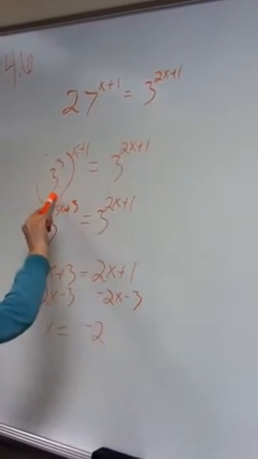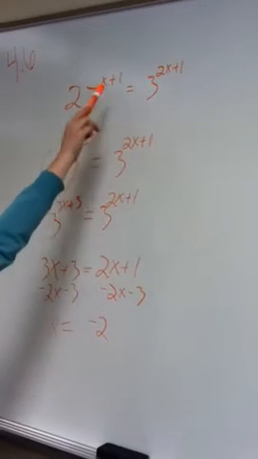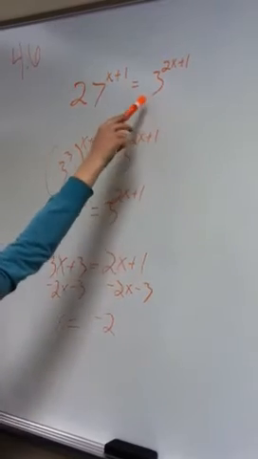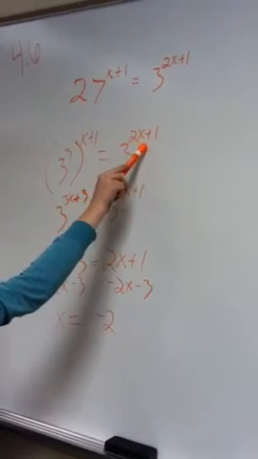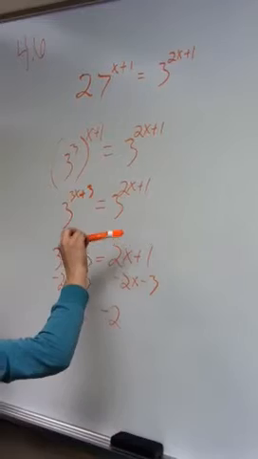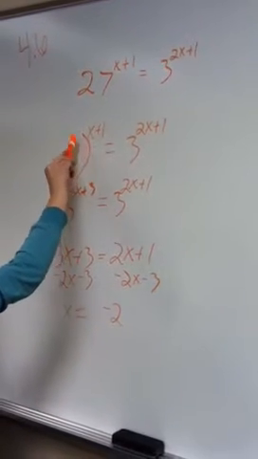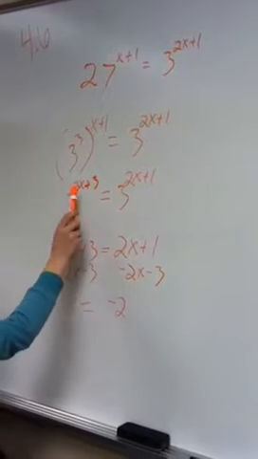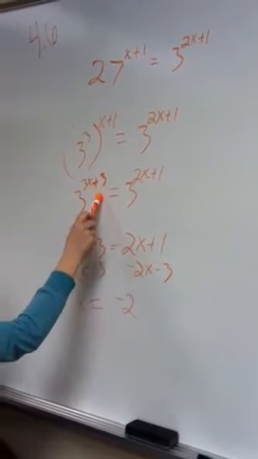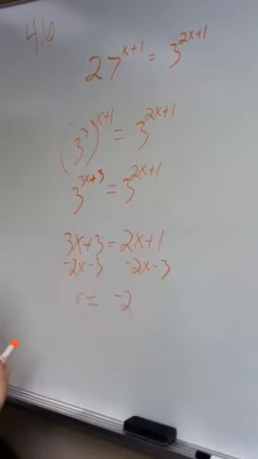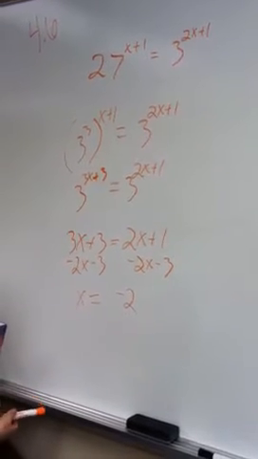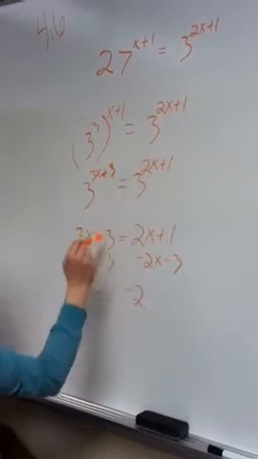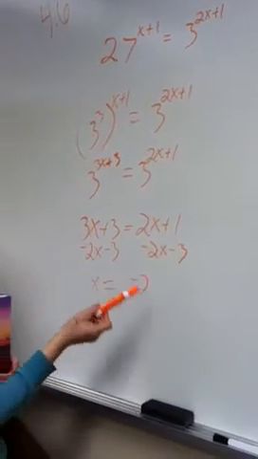So we just took 3 to the third and then brought down the exponent x plus 1, which then equals 3 to the 2x plus 1. So then you have to distribute this exponent to the x and to the 1. So we get 3 to the 3x plus 3, which is equal to 3 to the 2x plus 1. So now we have like bases, so we can just take the exponent part and solve for x.